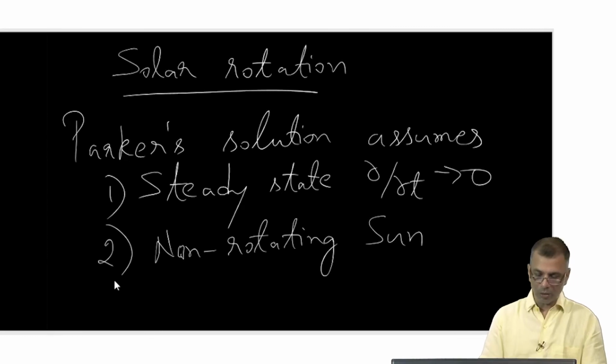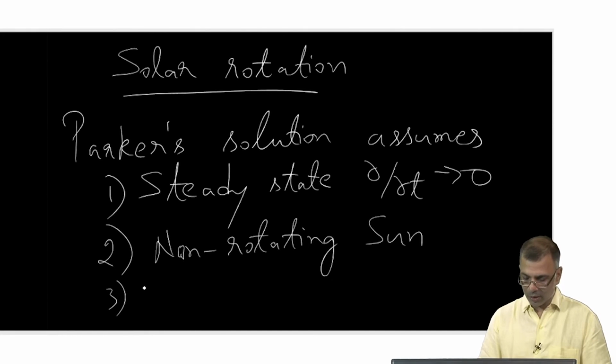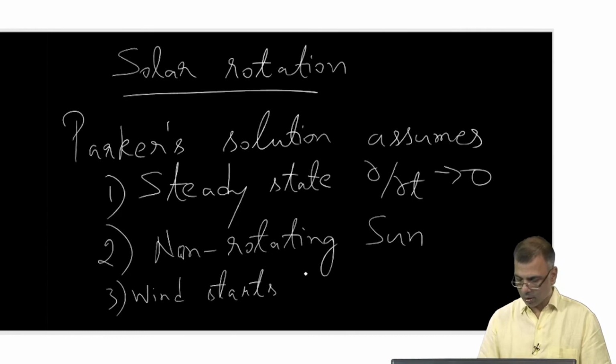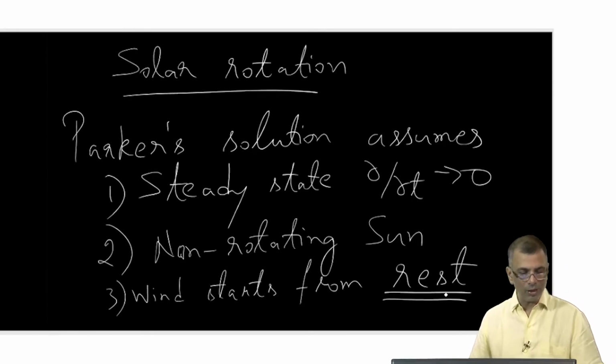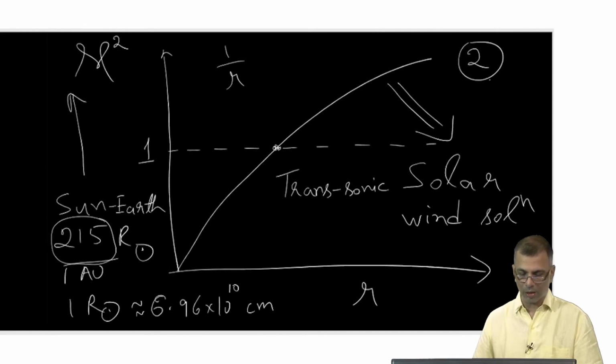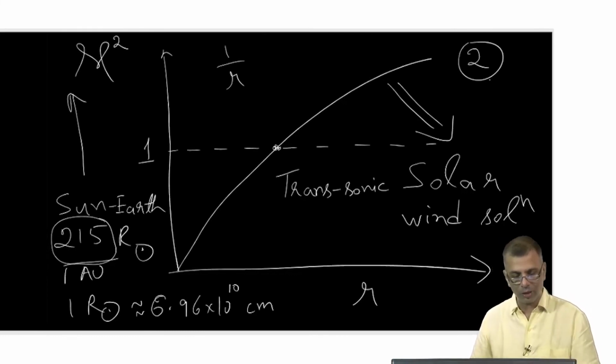How would it possibly modify this whole thing? And also, Parker's solution assumes that the wind starts from rest. In other words, the initial velocity of the solar wind is strictly equal to 0. That is the reason a traditional solution actually starts from 0. But surely that is not the case. Surely, because there is some finite pressure, the wind cannot be starting from 0.